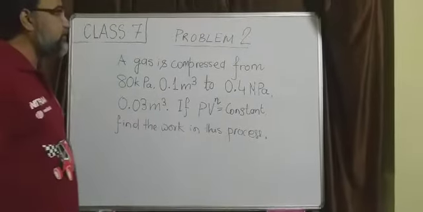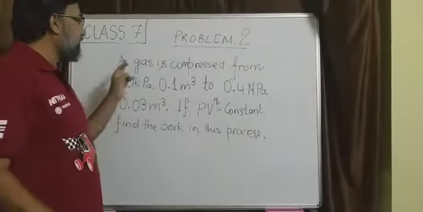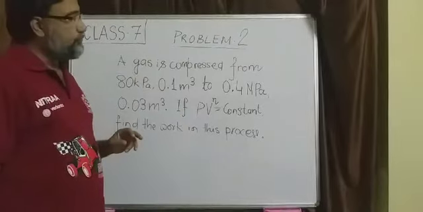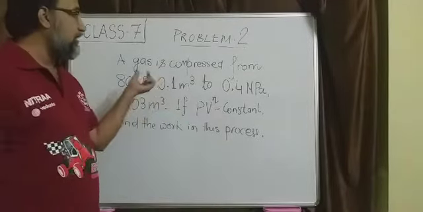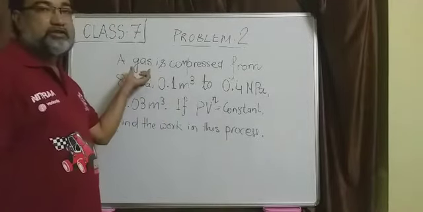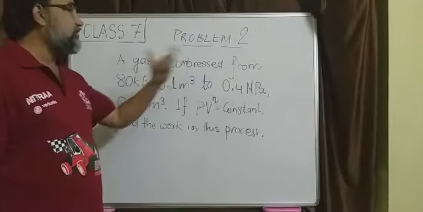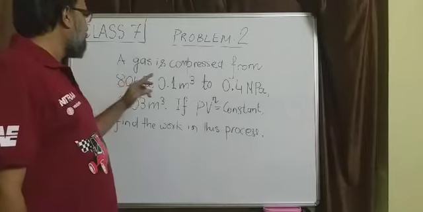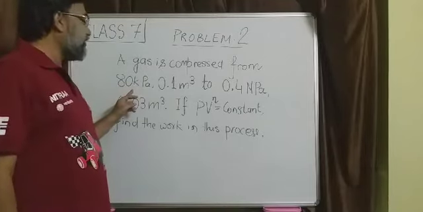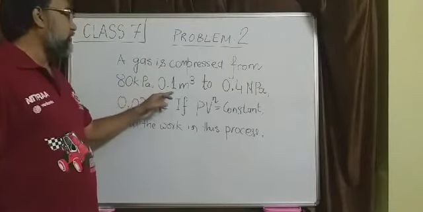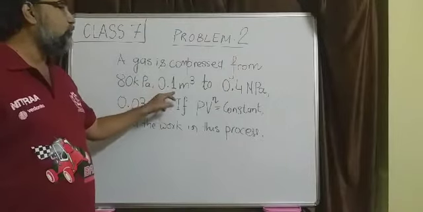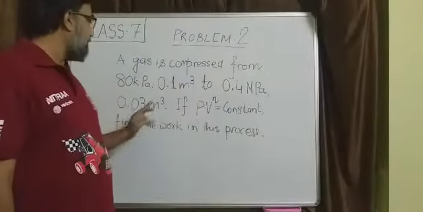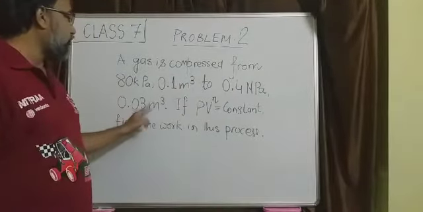The problem reads like this: a gas is compressed. See, every word has a meaning. A gas is compressed. First, what is the system? The system is the gas and it is compressed. So we are talking of a compression process. It is compressed from which pressure? 80 kilopascal and 0.1 meter cube to 0.4 megapascal and 0.03 meter cube.